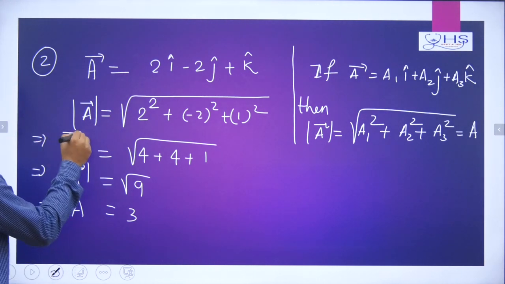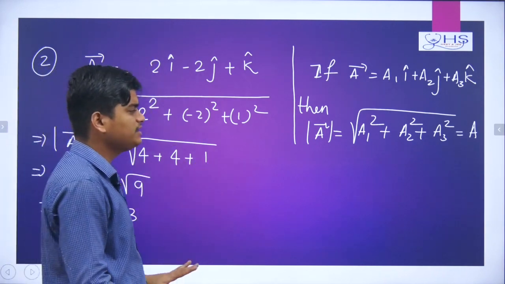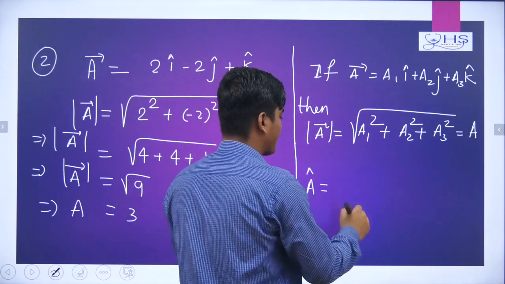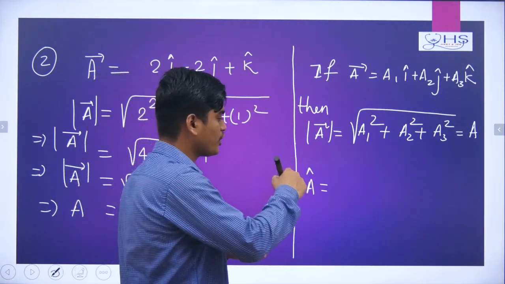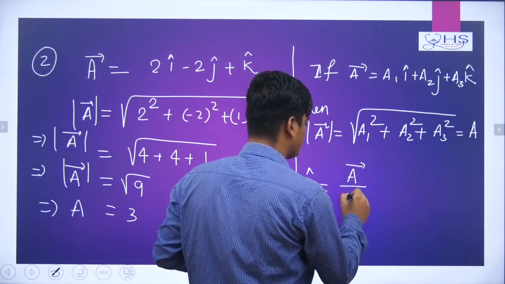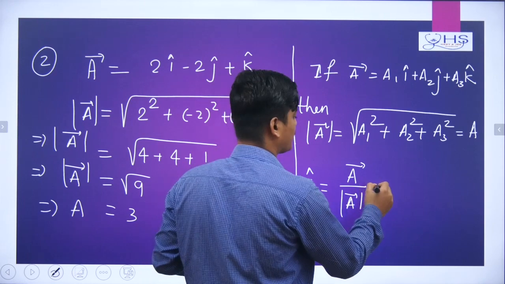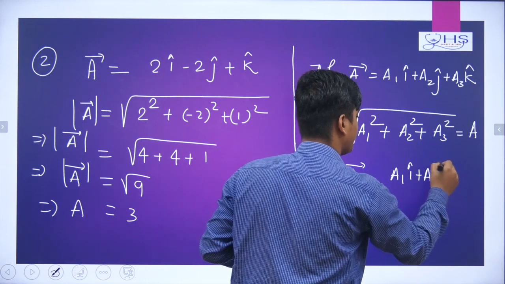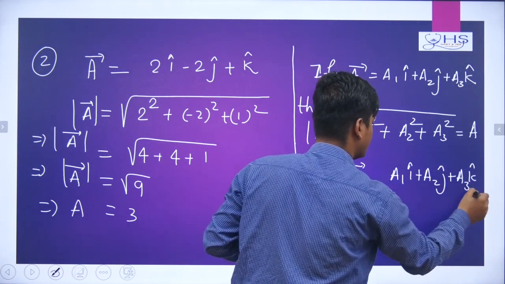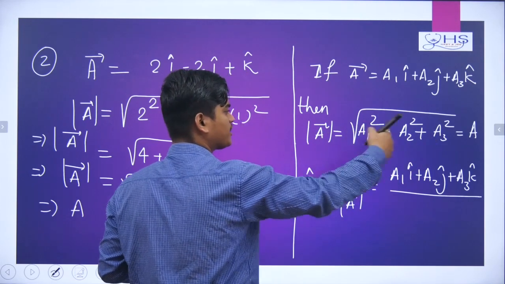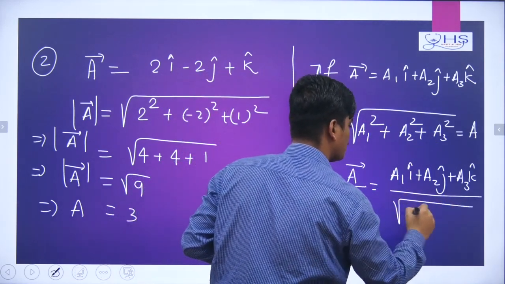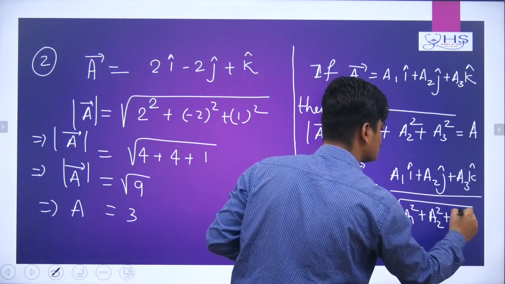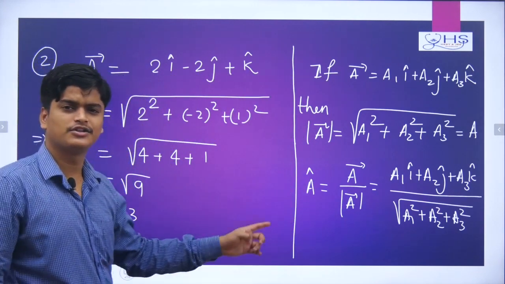Similarly, if you want to find the unit vector of this A vector, you can also find it. In general, if I want to find the unit vector, that should be given as A cap. Unit vector means A cap. So A cap is how much? It is A vector divided by A vector mod. What is A vector? A vector is in this format: A1i plus A2j plus A3k, divided by how much? A vector mod, which is nothing but root under A1 square plus A2 square plus A3 square. So this is the way you find the unit vector and the magnitude.